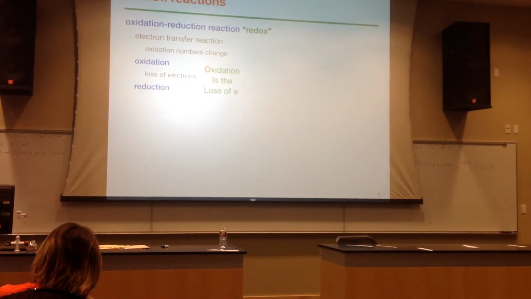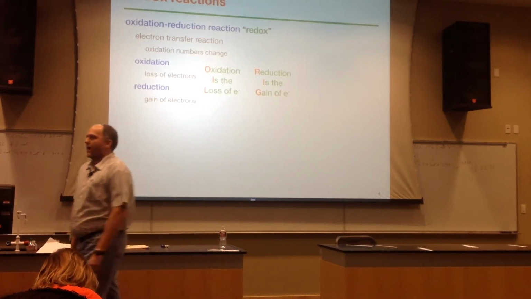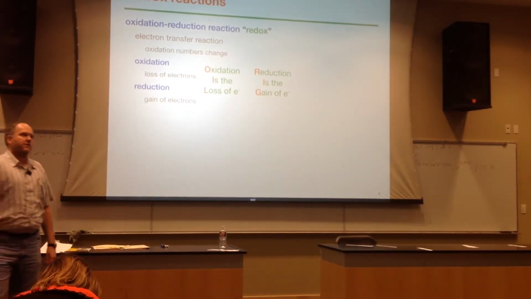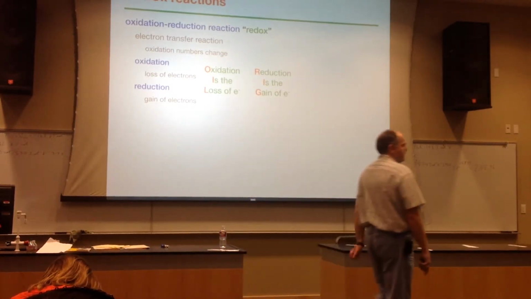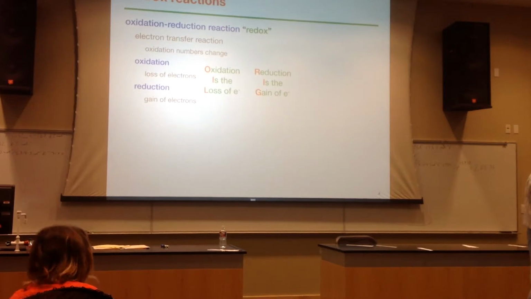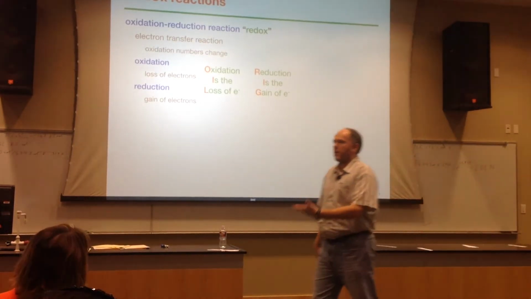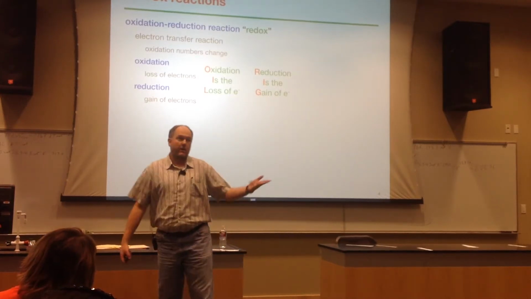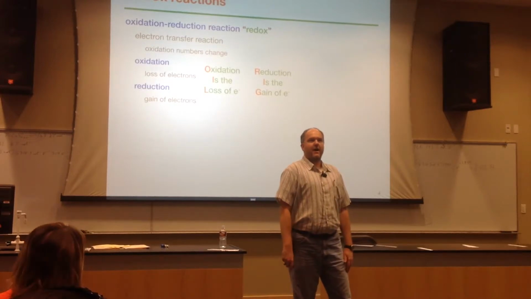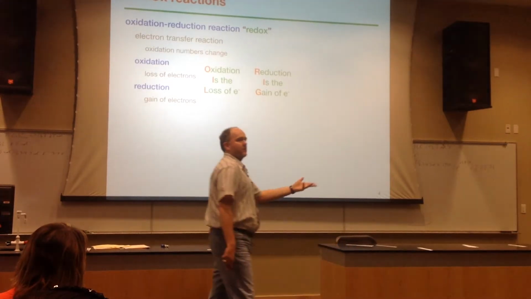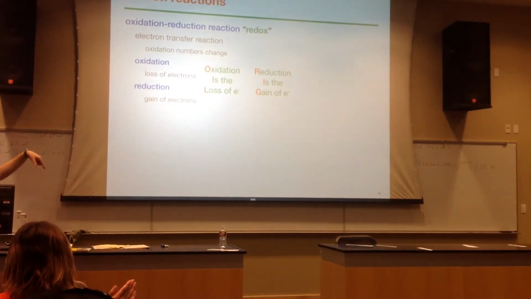Reduction is the gain of electrons, and oxidation is the loss of electrons. OIL RIG: oxidation is loss, reduction is gain. We're in Texas, so might as well make it a Texas-themed mnemonic. There's a plethora of other mnemonics you can use for oxidation reduction. LEO the lion goes GER. Anybody ever heard that one before? A couple of hands. How about OIL RIG? Who's heard of OIL RIG before? I taught you in Gen Chem 1.